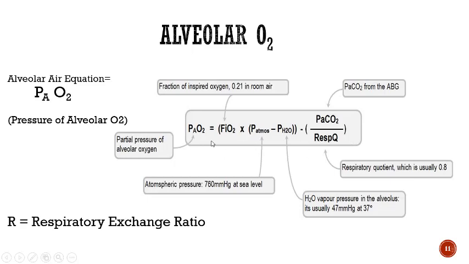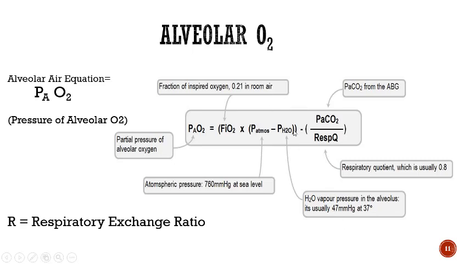You have your pressure of alveolar oxygen equals your FiO2, which is your fraction of inspired oxygen. If it's room air, it's 0.21, times your atmospheric pressure, which you're going to use 760 millimeters of mercury, unless you're given a different atmospheric pressure, which you might be. But if you're not given an atmospheric pressure, the default is 760. You're going to minus your water vapor pressure, which is always going to be 47.